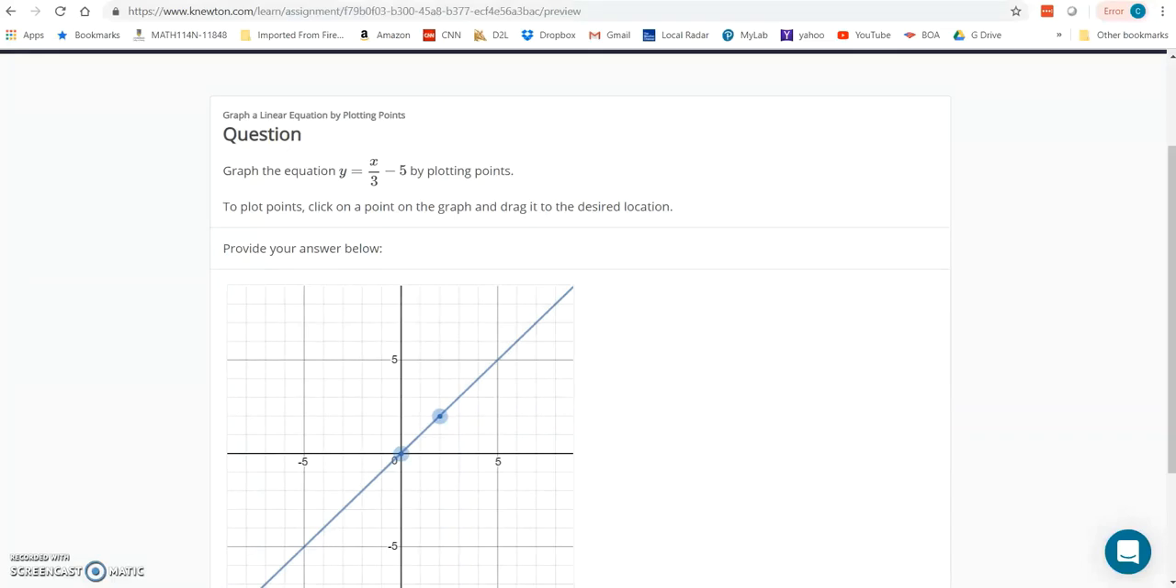Alright, here's another example for graphing a linear equation. y is equal to x divided by 3 minus 5. And it's just by plotting points. So how do we figure out what points we're going to plot?